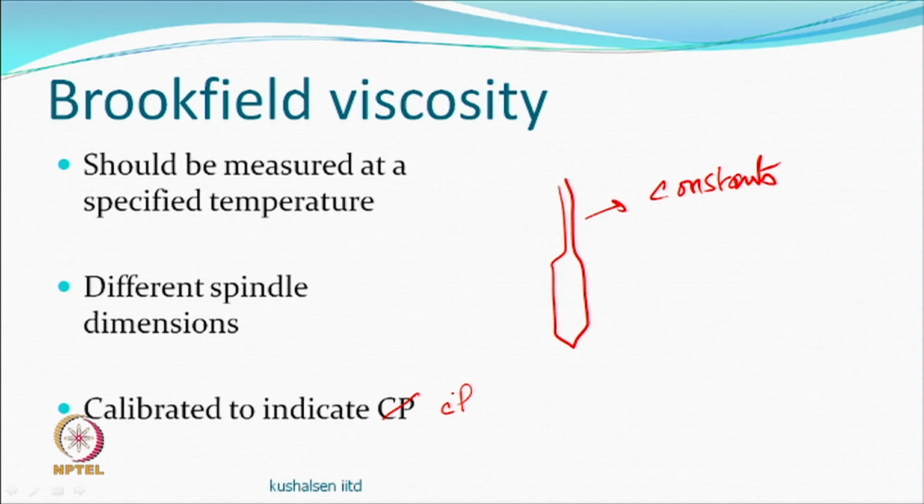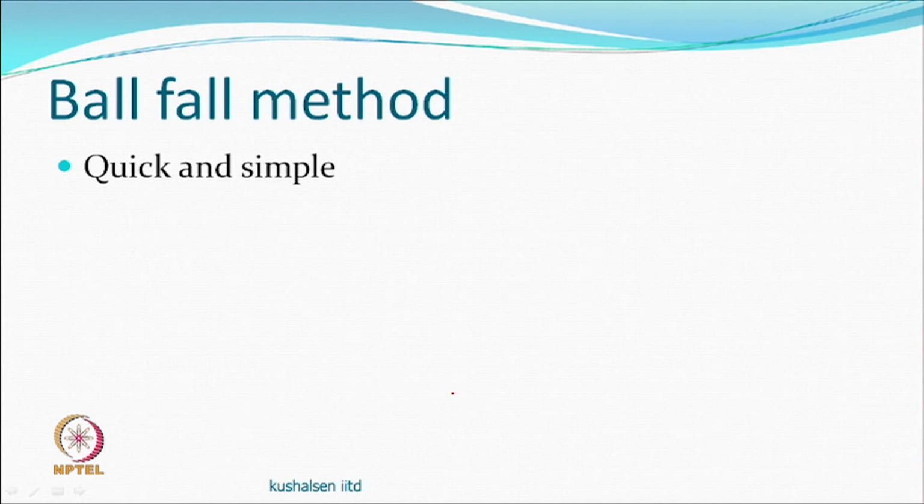So, you can measure your viscosity of the print. But that also means that you have to have a Brookfield viscometer wherever somebody is doing printing, but most of the people may not have this viscometer. So, there is another thing called a ball fall.